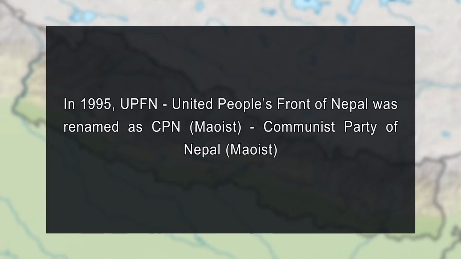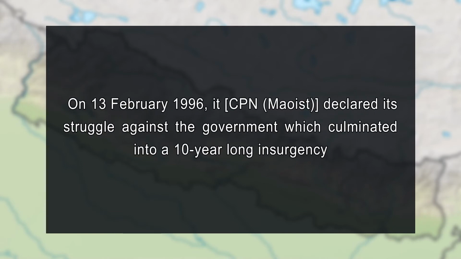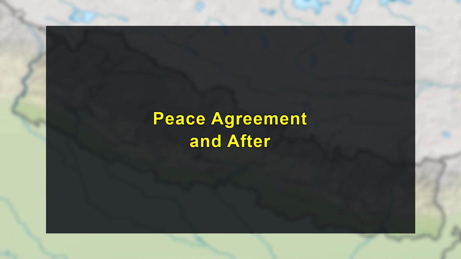In 1995, UPFN was renamed as CPN Maoist. The party began to prepare the cadres for a violent movement. On 13 February 1996, it declared its struggle against the government, which culminated into a 10-year-long insurgency. The resulting conflict claimed the lives of more than 16,000 people, leaving thousands injured. Hundreds still remain missing.